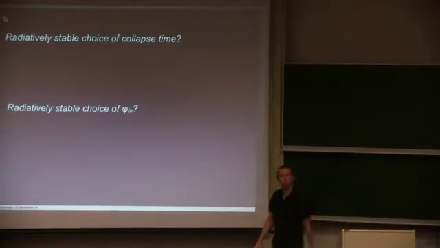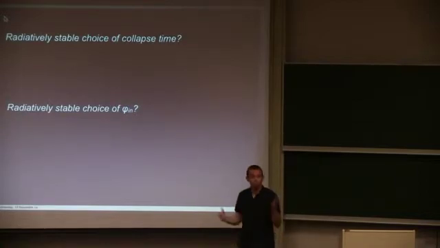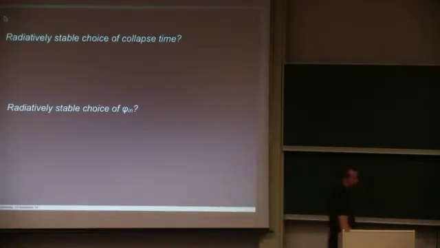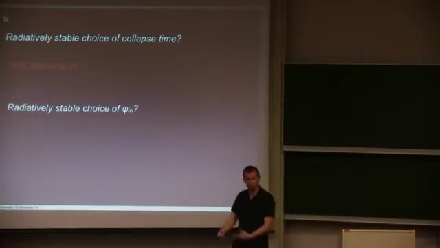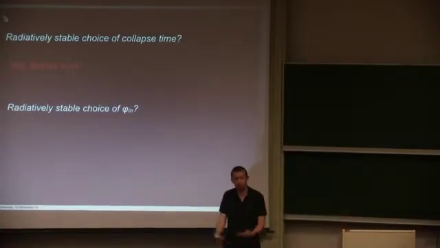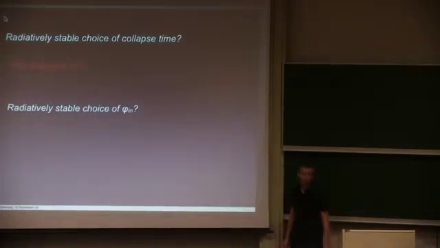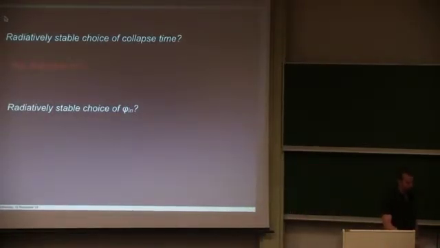But the point is, what's going on there? The collapse time isn't relatively stable. Can I choose it in a relatively stable way? And the issue is you can choose when the collapse occurs in a relatively stable way. So you can just measure it and then that measurement is relatively stable. That's because that coefficient of the potential is relatively stable.